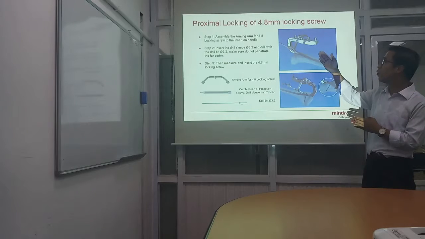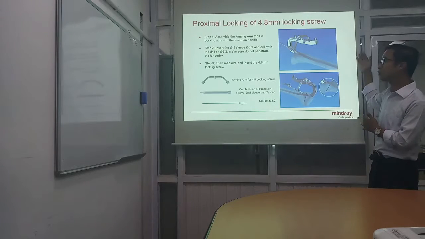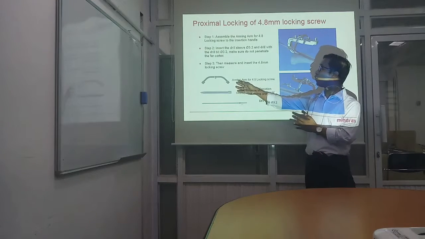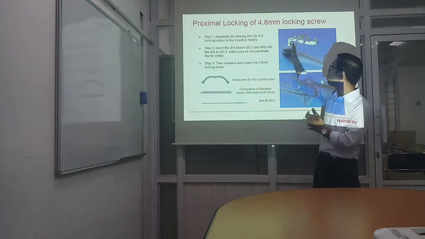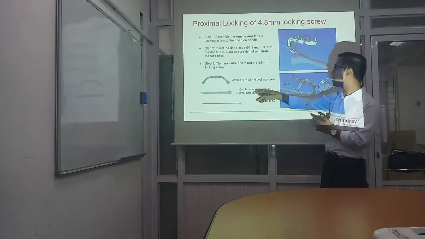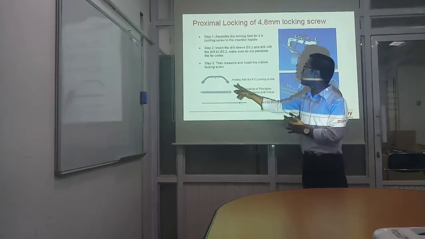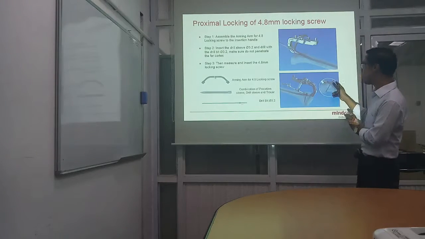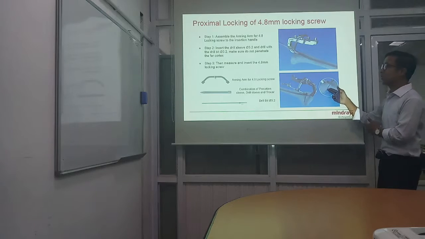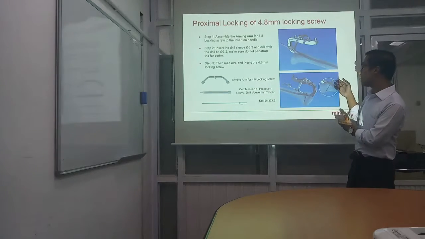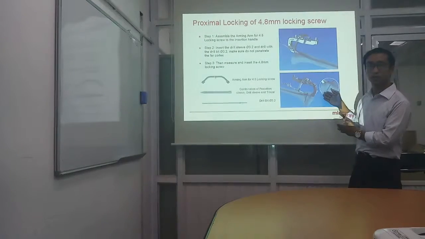Proximal locking or 4.8 mm locking screw procedure. Step 1. Assemble the aiming arm for the 4.8 locking screw to the insertion handle. Step 2. Insert the drill sleeve 3.2 and drill with the 3.2 drill bit. Make sure not to penetrate the far cortex. Step 3. Then measure and insert the 4.8 mm locking screw.